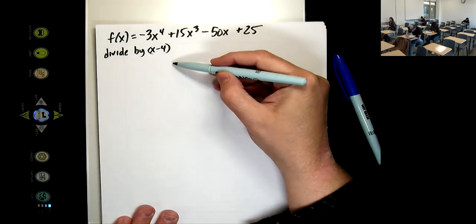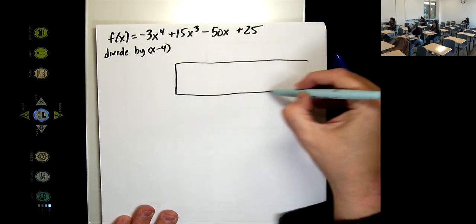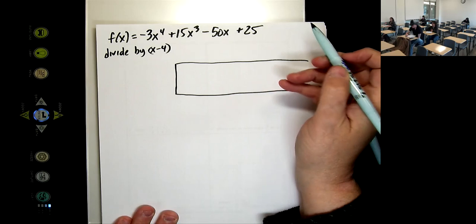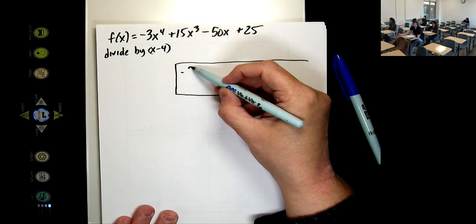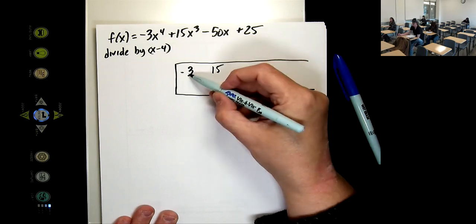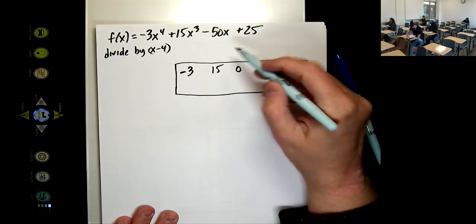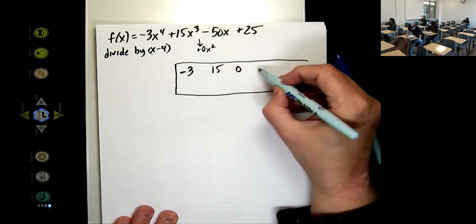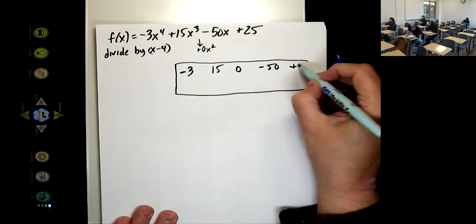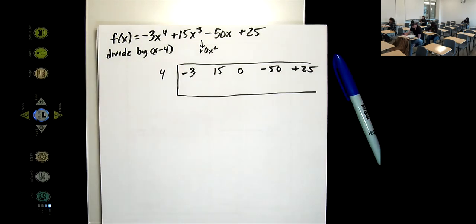So just to make sure no one messes up the box, what numbers should I put inside the box? 3, 15, 0, -50. You said 3, it's actually a -3 to start with. There is a 0 there. Good catch. There is no x squared here, right? There's a 0x squared there. It's sneaky, it's hiding. And what number goes out front? 4, the opposite sign of what we see.